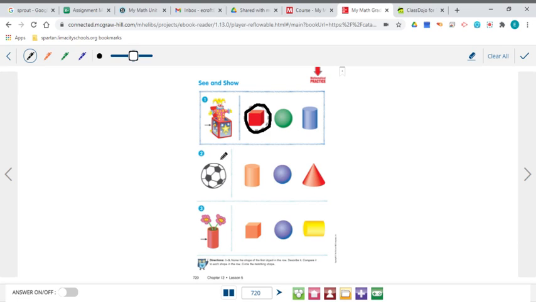Now, take a look at the soccer ball. Think about a soccer ball and the shape that it is. Which shape do you see over here that matches the shape of a soccer ball?